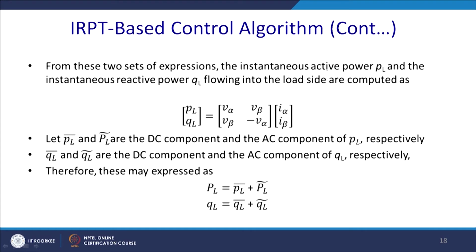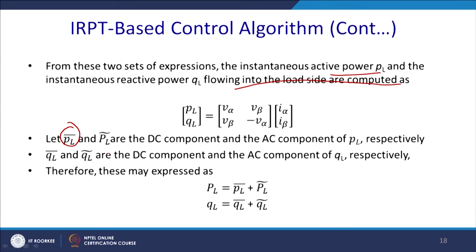From these two sets of expressions, the instantaneous active power PL and the instantaneous reactive power QL flowing into the load are computed as [PL; QL] equal to the matrix [V alpha, V beta; V beta, minus V alpha] times [I alpha; I beta], and the bar stands for the DC value. If P̄L and P̃L are the DC component and the harmonic component of PL respectively, and similarly Q̄L and Q̃L are the DC component and the AC component of the reactive power respectively, then you can write PL equal to P̄L plus P̃L, and similarly QL equal to Q̄L plus Q̃L.